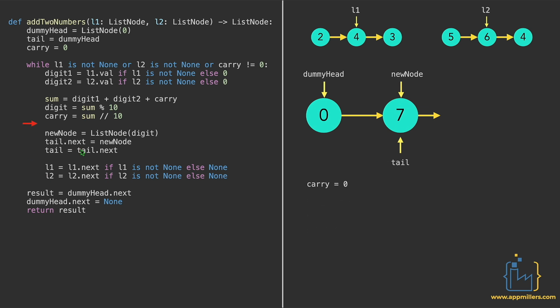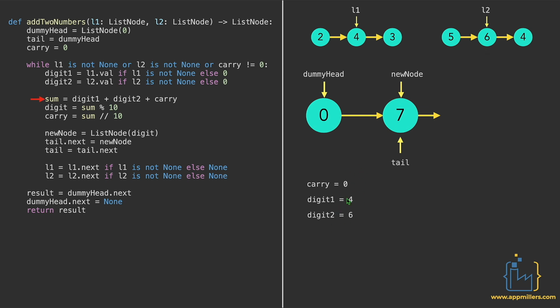Then we are going to continue to the next iteration. So one more time here again, we are going to check that if L1 is not none, or L2 is not none, or carry is not equal to 0. So in our case, in the first condition, we see that L1 is not none. So that's why it's going to continue inside this loop. So here we are going to take the digit 1, which is going to be 4. Then we will continue to take the digit 2, which is going to be 6 because L2 points to the 6.